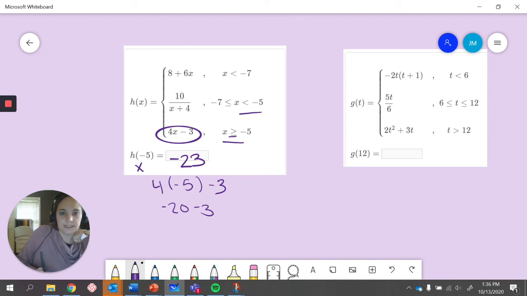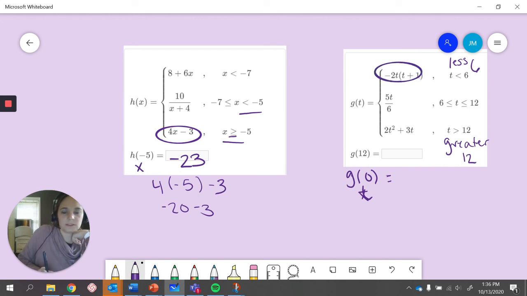Okay, let's do g of 0. If we do g of 0, we have to decide which rule to use. That means x is 0. Oh, t is 0 because we have t variables. The bottom rule says we are greater than 12, and the top rule says you are less than 6. So 0 is less than 6, so we're going to use the top rule. Negative 2 times 0 plus 1. Negative 2 times 0 is 0. 0 times anything is 0.